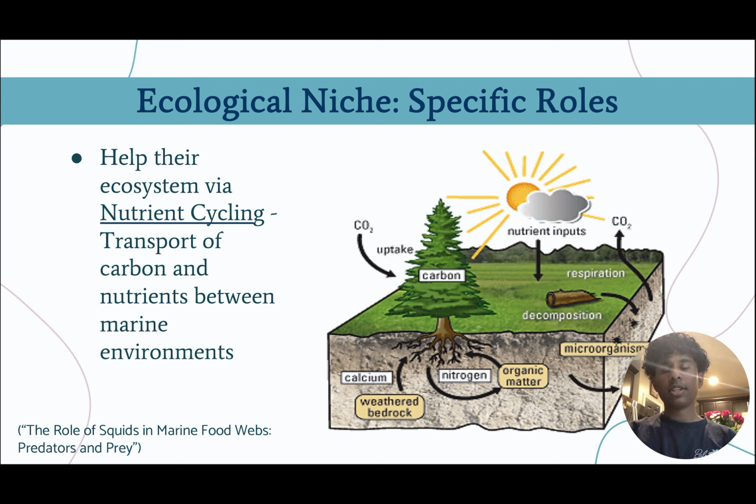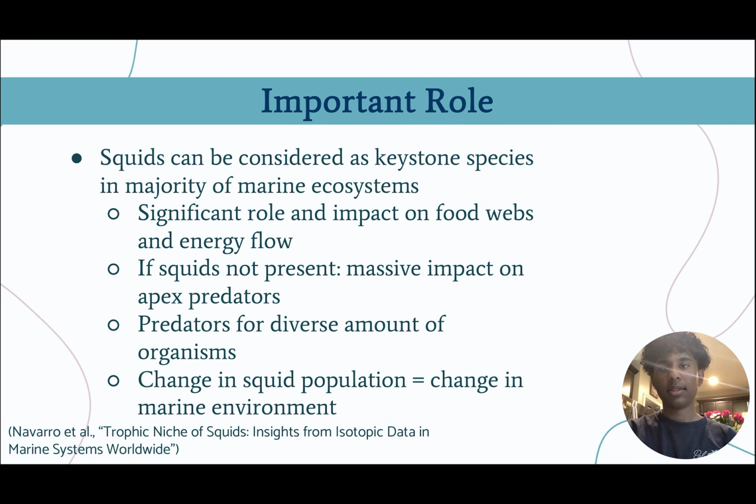They help their ecosystem via nutrient cycling, which is the transport of carbon and nutrients between marine environments. They also have many important roles, as they can be considered keystone species in the majority of marine ecosystems, and they have a significant role and impact on food webs and energy flow.